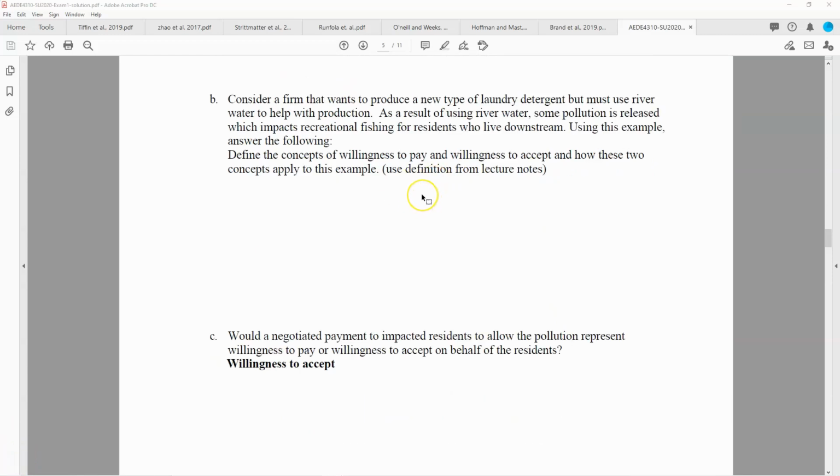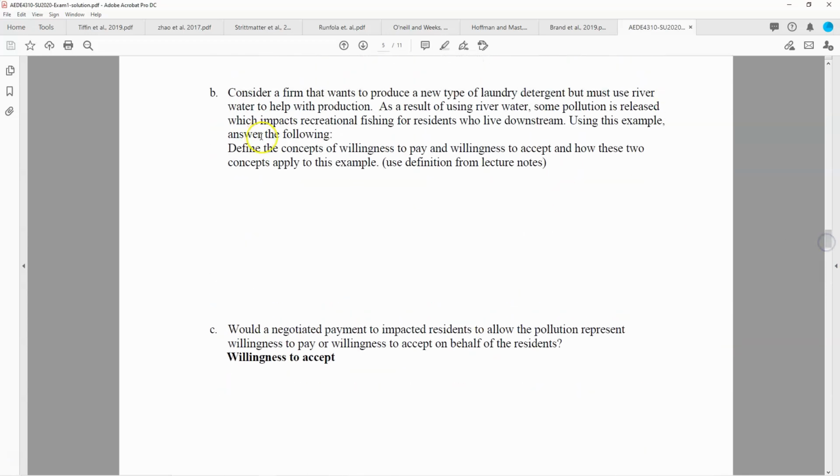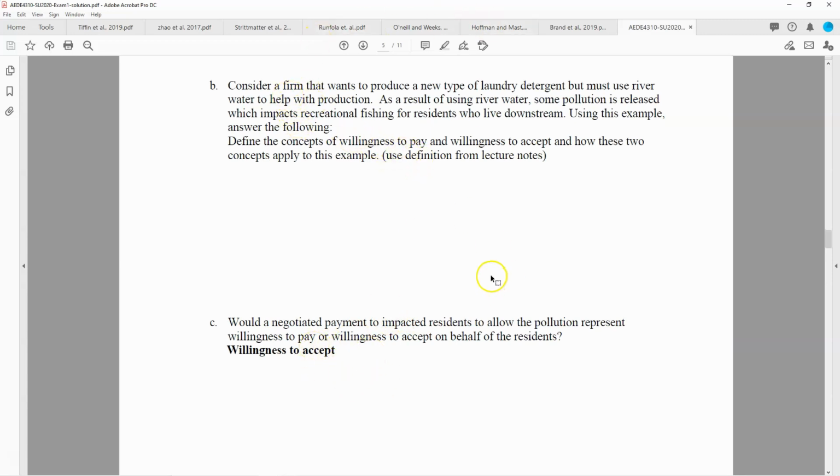The definitions are available from our lecture notes. The willingness to pay measures how much the firm is willing to pay to produce the pollution, and the willingness to accept measures how much the residents who live downstream are willing to accept to tolerate the pollution. So in our case, when there is a payment to compensate the residents, it represents the willingness to accept, because they need to tolerate the pollution from the polluting firm.